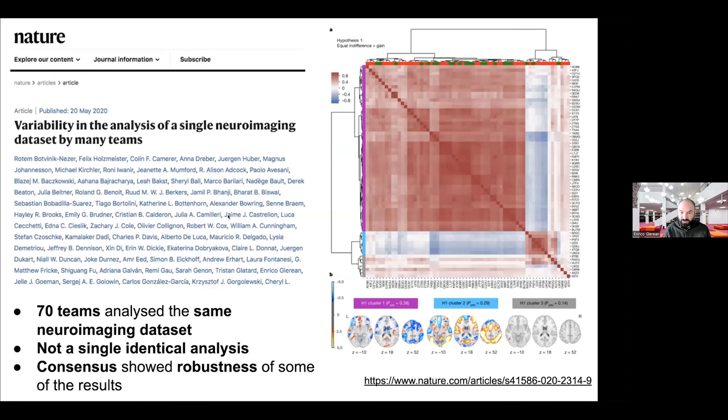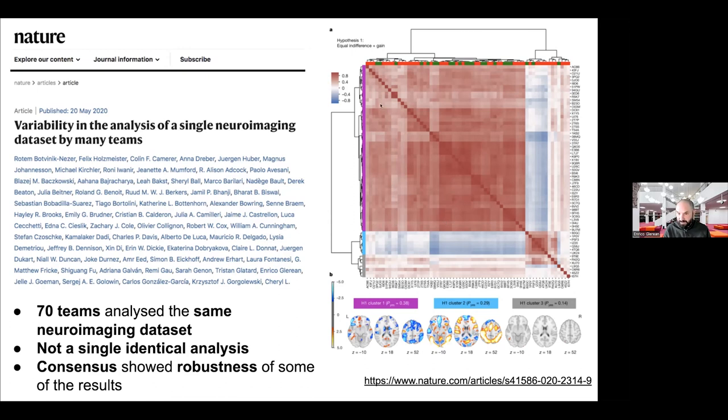This was published in Nature a couple of years ago. Out of the 70 teams, not a single team had the same analysis. Everyone used a different selection of pre-processing strategy and tools, etc. However, the findings were quite robust because still 75%.